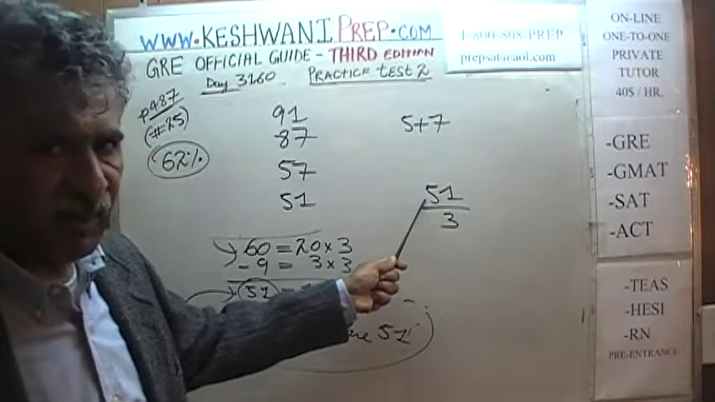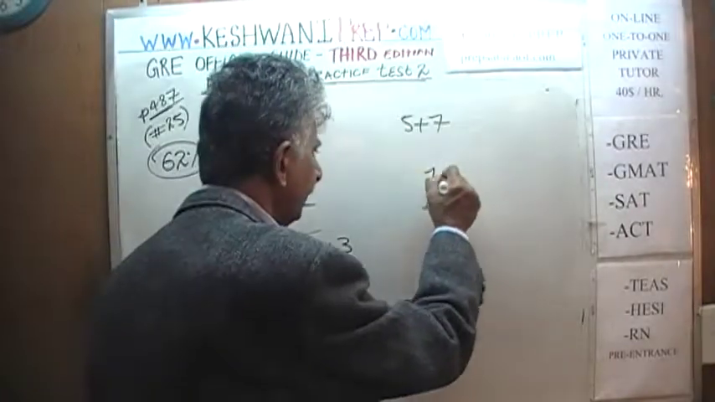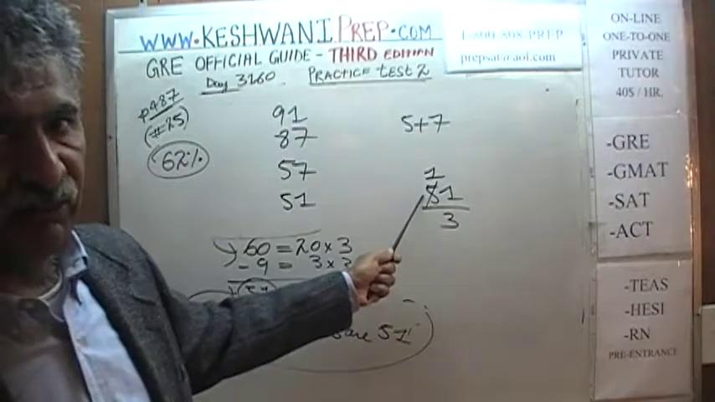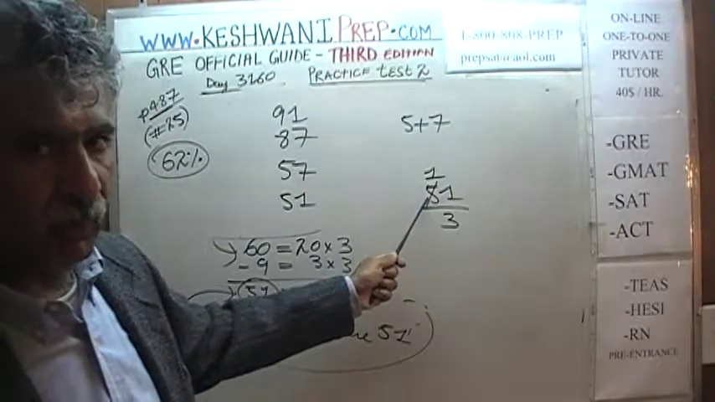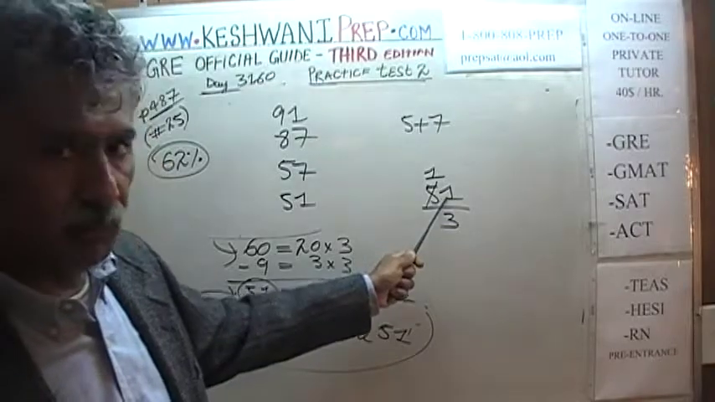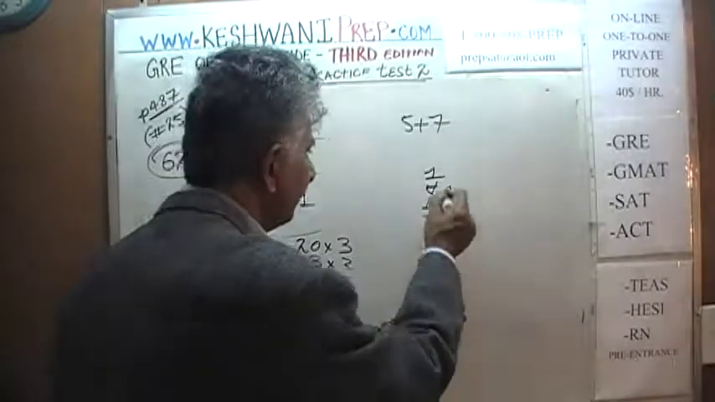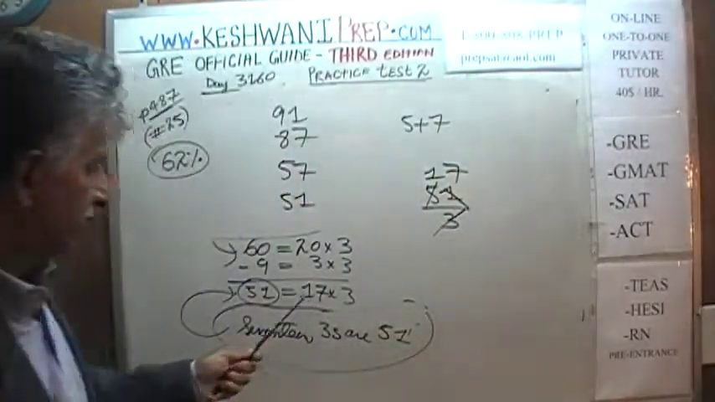17 3's are 51. How many 3's does 5 have? 5 only has 1 3. After we take away 3 from the 5, we have a remainder of 2. What happens to the 2? 2 goes and joins the 1 and becomes 21, and 21 has 7 3's, as you can see clearly.